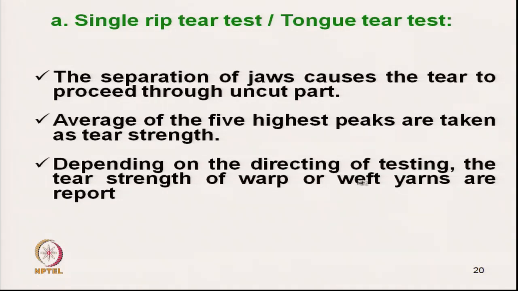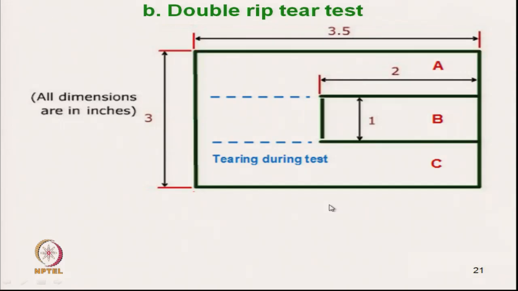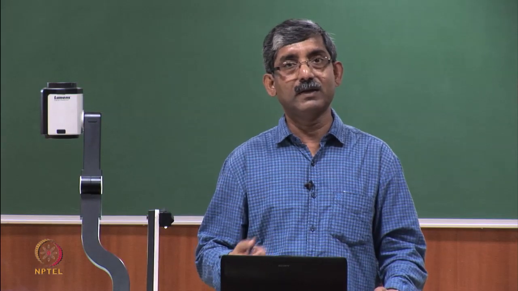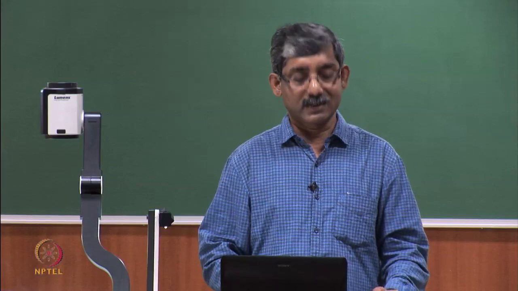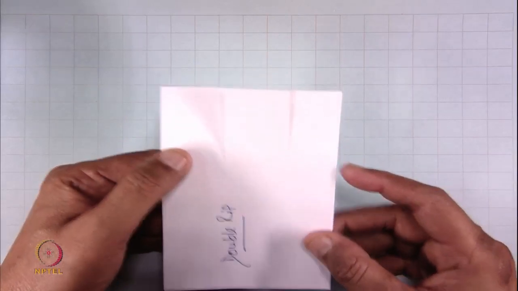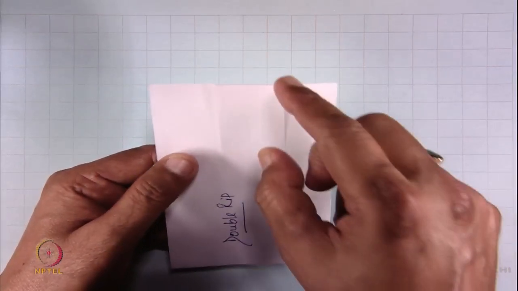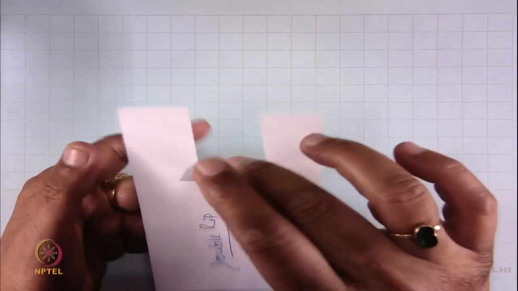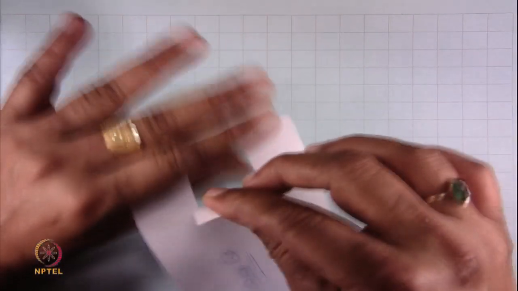Depending on the direction of tear, as I have mentioned, the tear strength of warp or weft direction is reported. Next, there is another method which is similar to the single rib tear strength, called double rib tear strength. Here, instead of a single cut, we put 2 cuts. This is the double rib where we have marked 2 cut marks, and this middle portion we put in one jaw, and the bottom 2 portions we put in another jaw.